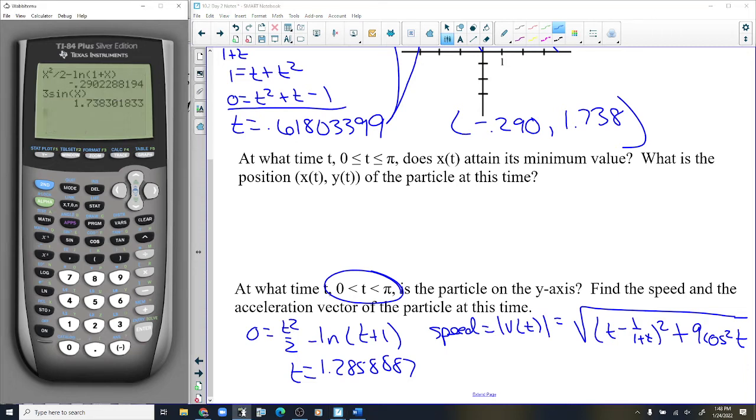I can go to the home. We can go square root of x minus 1 divided by 1 plus x, and that squared. Got that piece? Nope, no I don't. Squared. And then plus 9 cosine of x squared. 1.196.